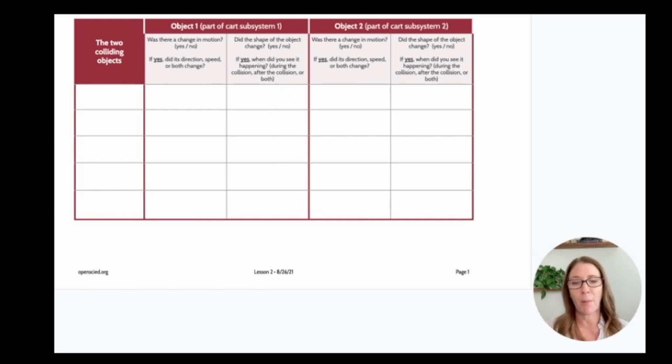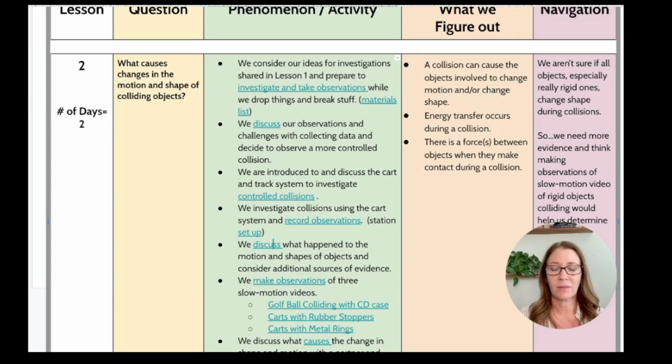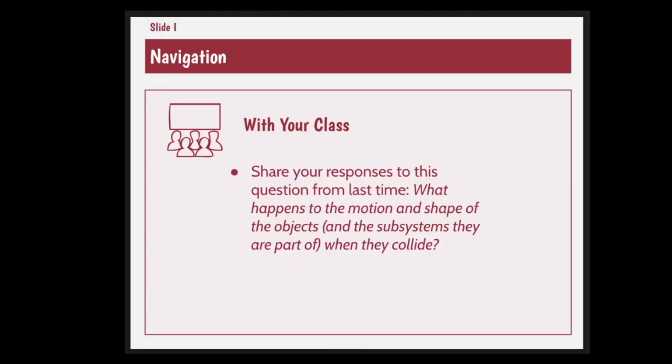And we're going to be looking at both parts of the system, the object 1 and object 2. So we come back together and we discuss what happens to the motion and shape using our evidence as a way to discuss what we saw, what happened with the cart system. And this is actually an end of day 1, beginning of day 2 in the teacher guide, but that doesn't need to be where your class begins and ends. You're just going to have this discussion about what happened to the motion and shape.